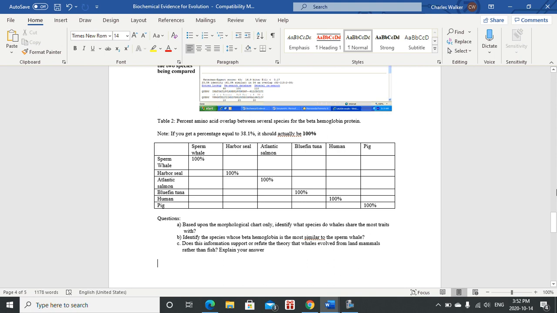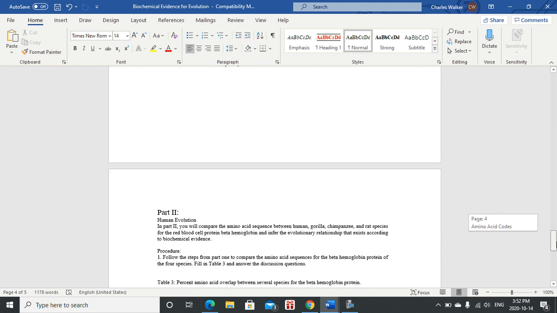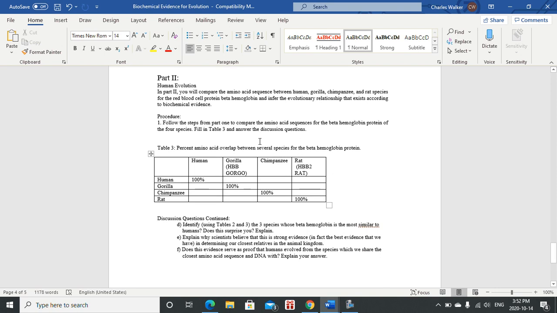Okay, so now you have two tables. You have your sequences. You have 3 questions answered. Now you're just going to do the same thing for human evolution, comparing human, gorilla, chimpanzee, and rat beta hemoglobin. And for the rat, you'll notice here that it's HBB2 for that one, that you're going to copy the sequence for and do the comparison. And then 3 more questions that you're going to answer for me. Again, make sure you're reading them carefully and make sure that you are answering them in full.